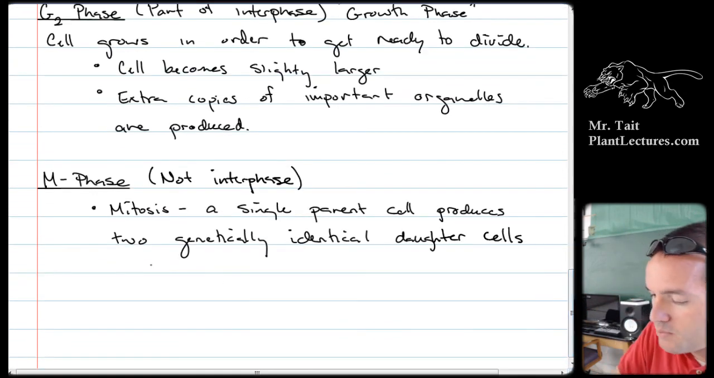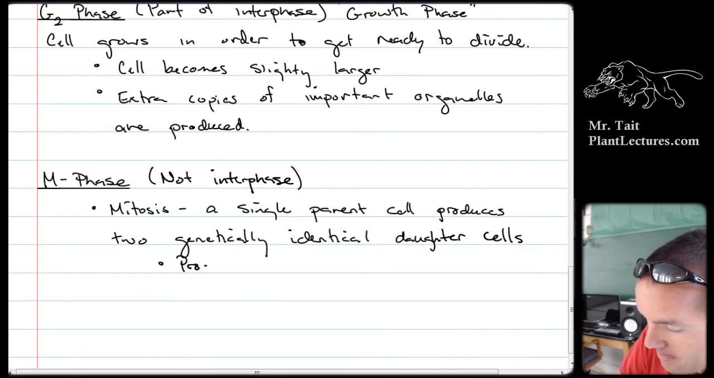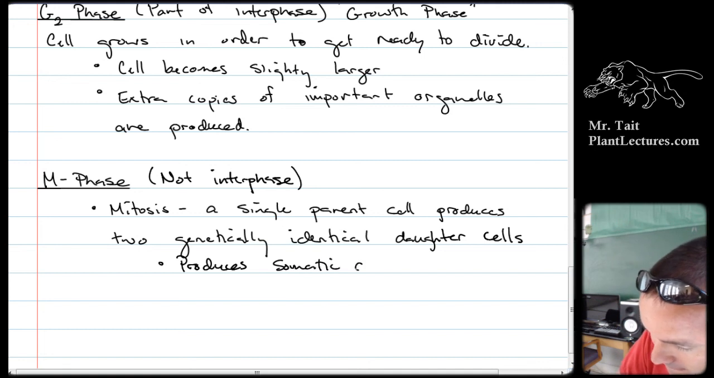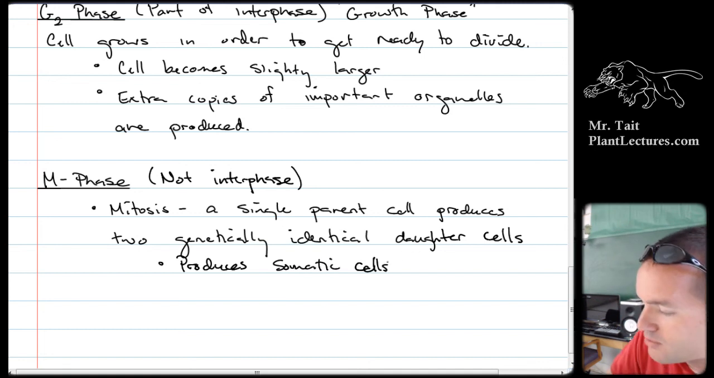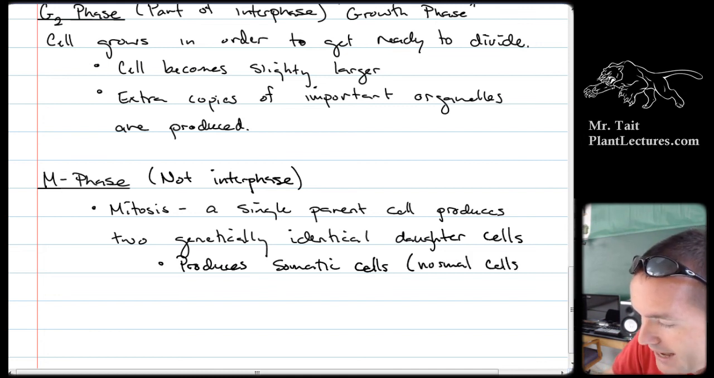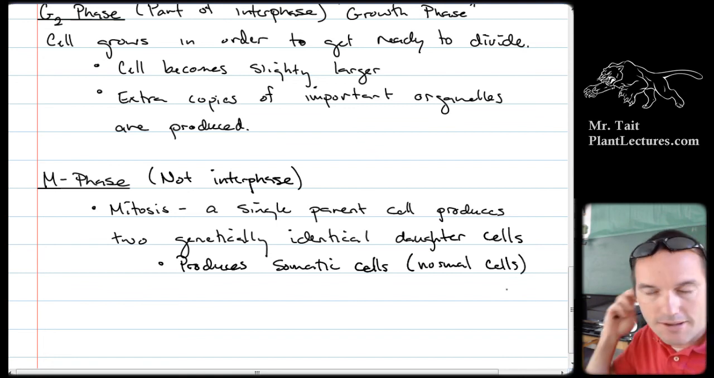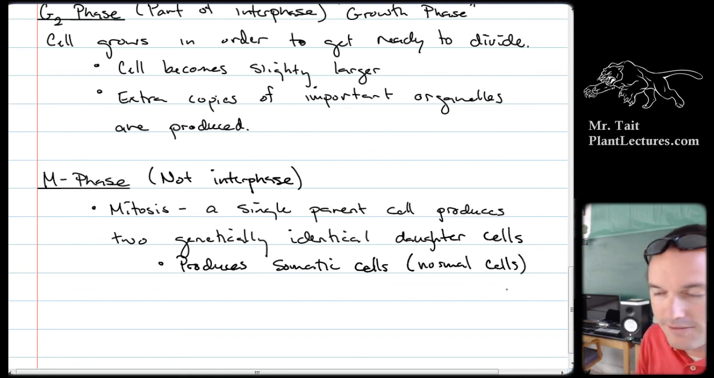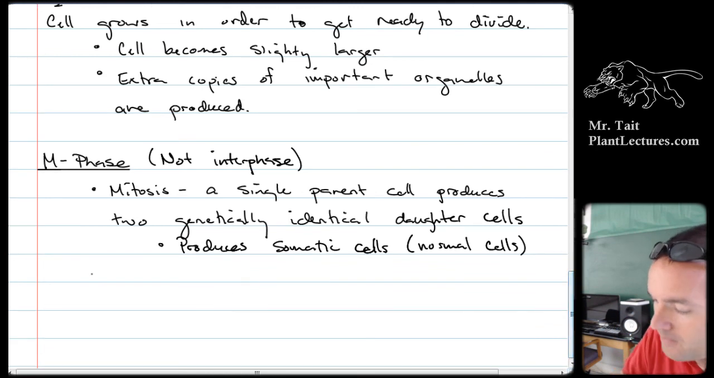Okay, and this will produce what's called somatic cells. Okay, and somatic cells are pretty much just like normal cells. So most of the cells in your body are somatic cells, like skin cells and liver cells and pancreatic cells and stuff like that. Those are all somatic cells. Okay, the other one is called meiosis.